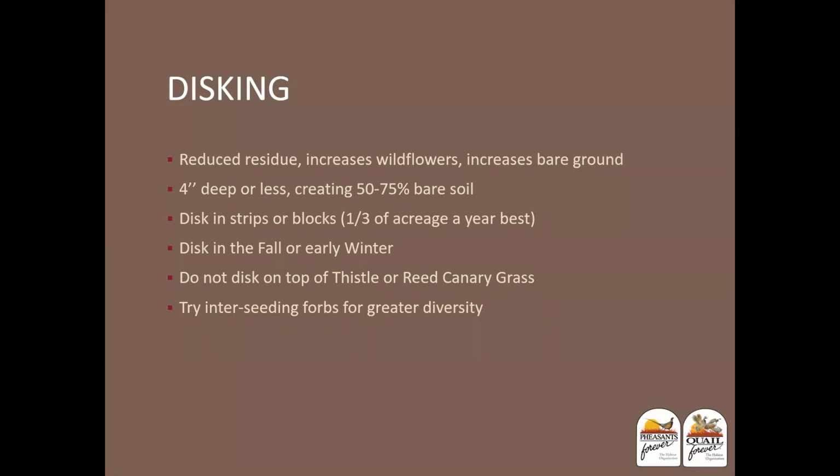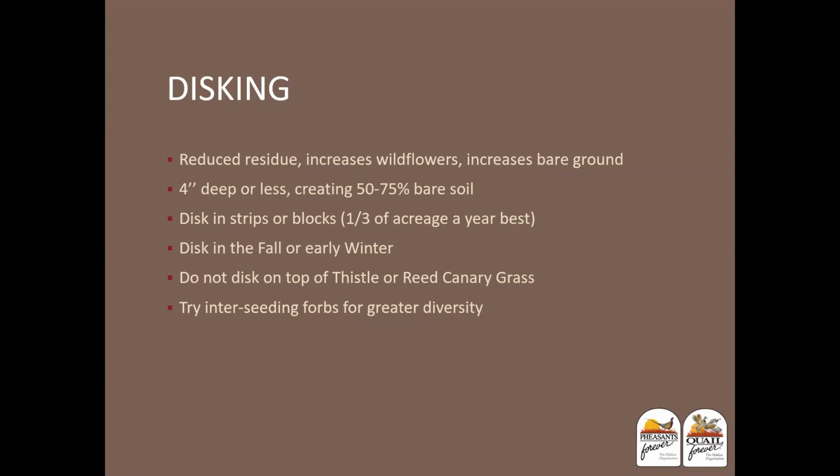You're going to increase the wildflowers, increase the bare ground. I've noticed disking tends to always bring up some of your more annual weed pressure as well. So if you do disking, do consider that when you're bringing seeds out of the seed bank. That is always an option. And I always like to go no deeper than 4 inches, so 4 inches deep or less, to create that 50 to 75% bare soil where you're at.